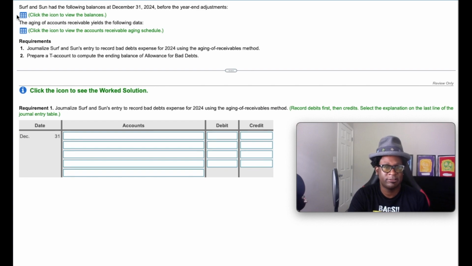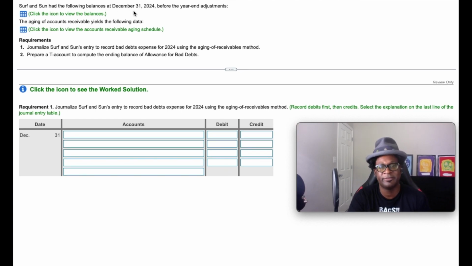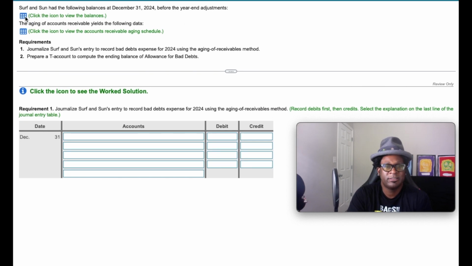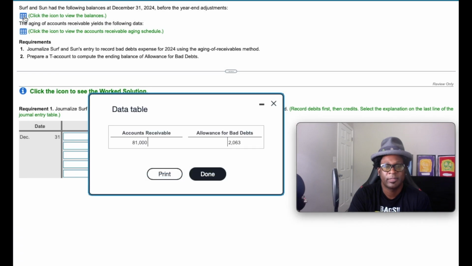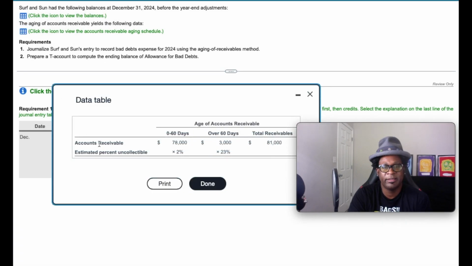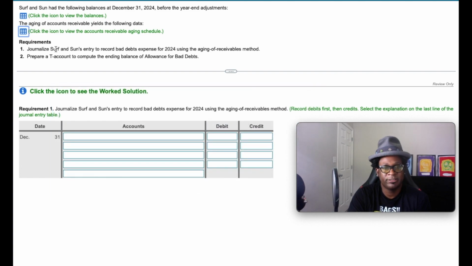It tells us that Surf and Sun had the following balances as of December 31st, 2024, before the year-end adjustments. So we have some accounts receivable and allowance for bad debt accounts, and then we have some estimates. They want us to journalize Surf and Sun's entry to record bad debt expense for 2024 using the aging of receivables method and prepare a T account to compute the ending balance for allowance for bad debt.